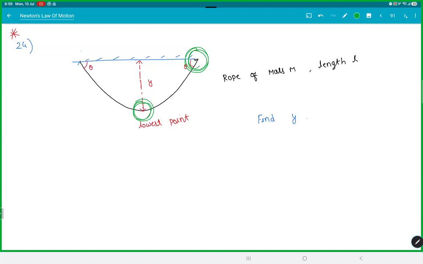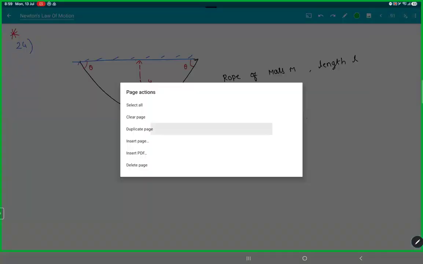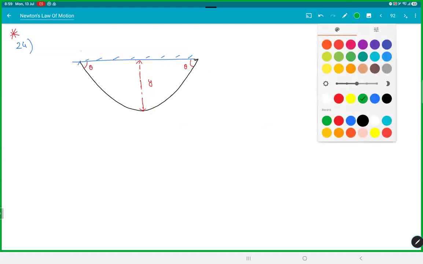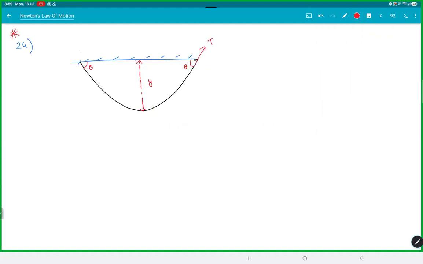Found the tensions? So if you take tension T here and tension T here, I'll call this A and I'll call this B. You can clearly see the total vertical tension, 2 TA sine theta, is equal to mg. So from here we get the tension at A is mg by 2 sine theta.